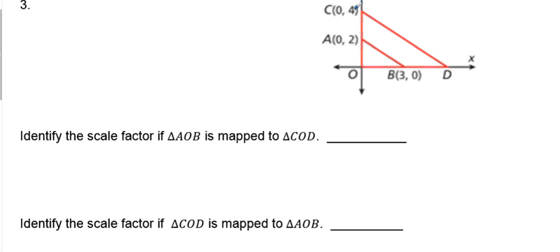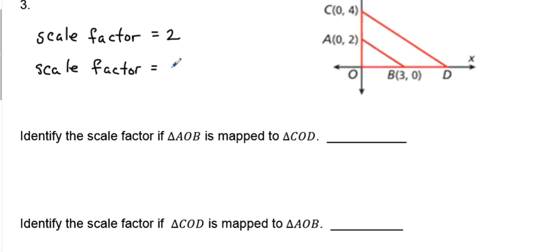Now, what that means, we know 4 is twice as big as 2. So we have a scale factor of 2 if you are going from small to big. Now, if you are going from big to small, then the scale factor will be the reciprocal of 2, and the reciprocal of 2 is 1/2. So for this particular problem, all we have to do is identify if we're going from big to small or from small to big.